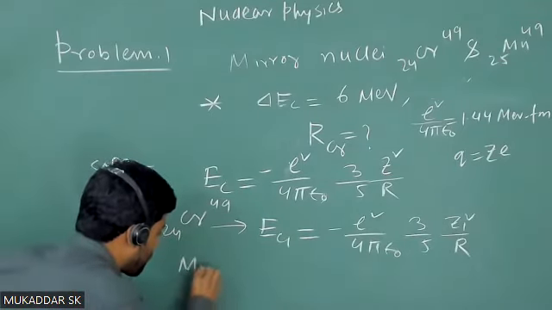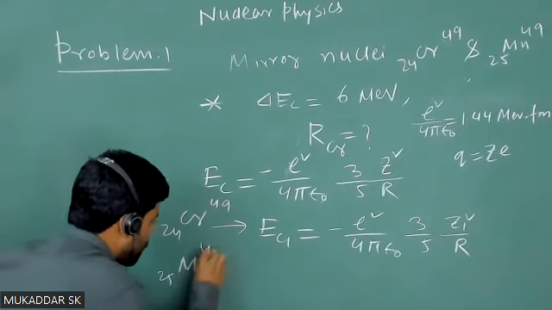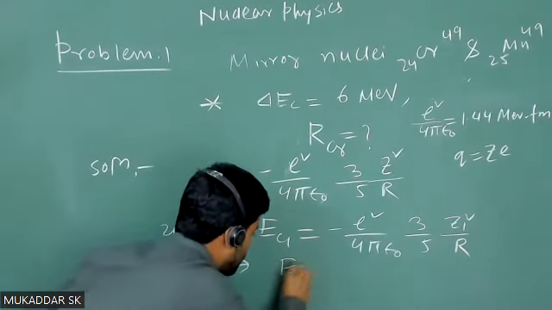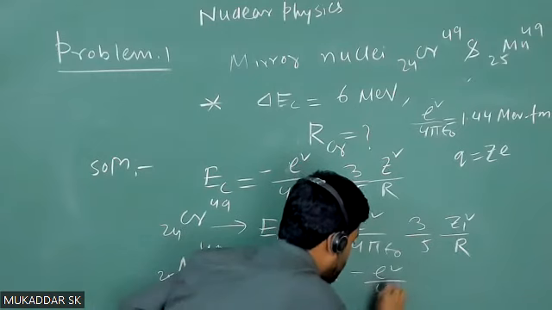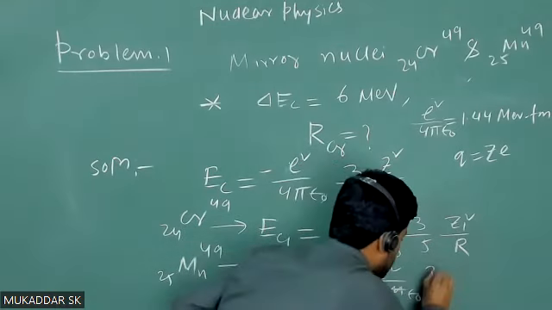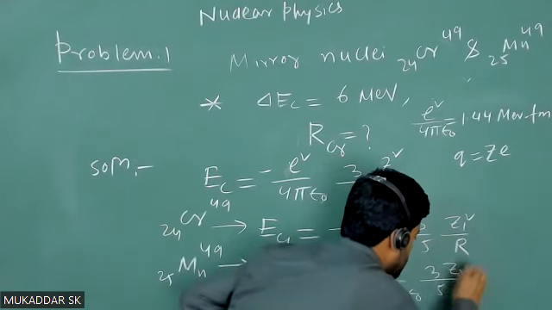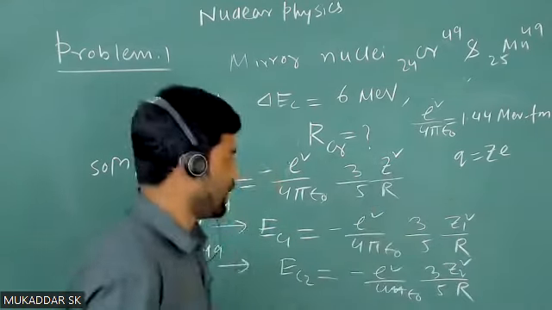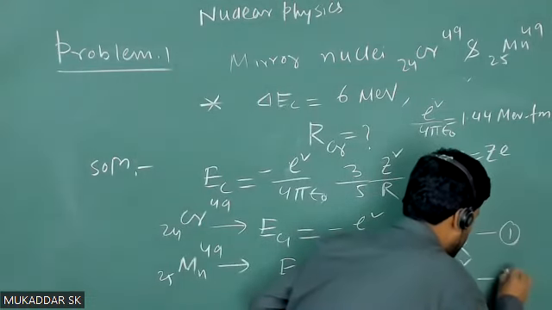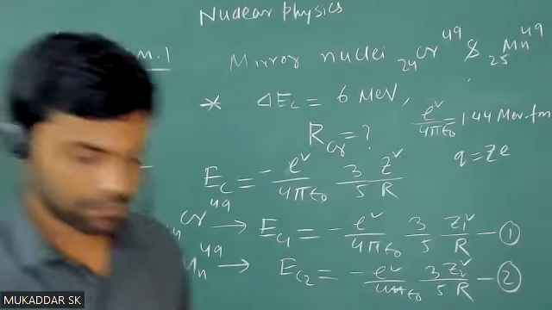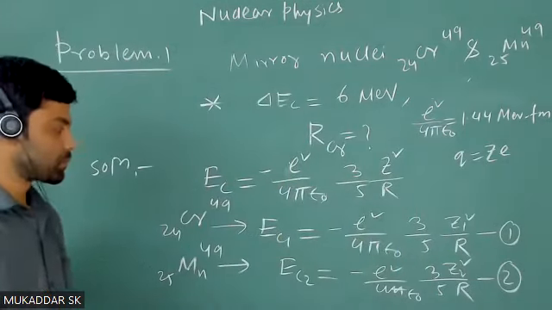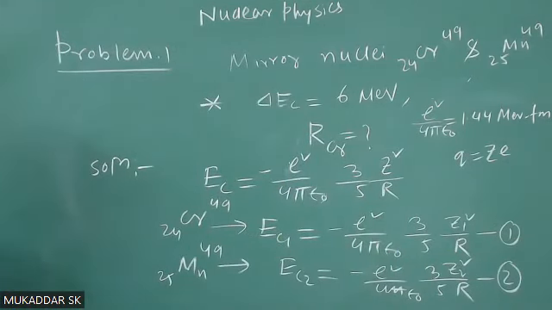And for manganese 25 49, I'll write that Coulomb energy as EC2, okay, and that will be minus E square by 4 pi epsilon naught, 3 by 5 Z2 square by R. And let us give the numbering of equation 1 and 2. ठीक है ना?